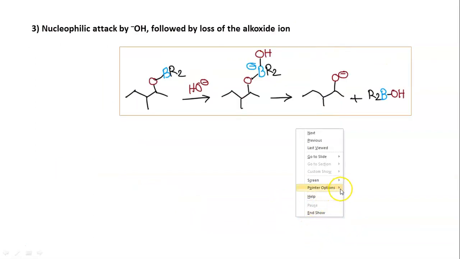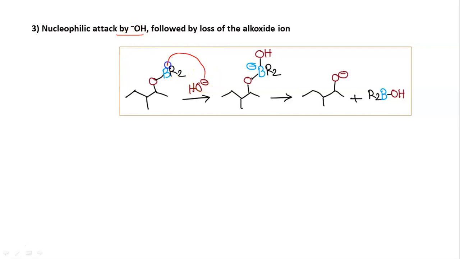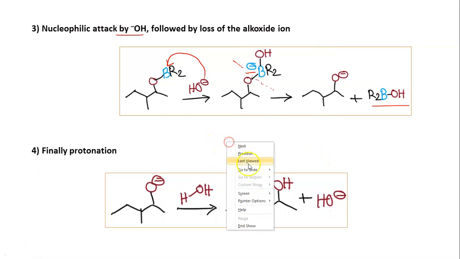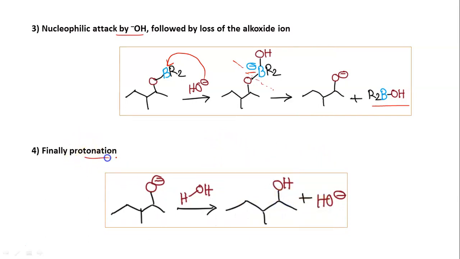Third step, nucleophilic attack by HO minus. It will attack the boron. Now boron is carrying a negative charge and this part will be broken. So there is R2BH and O minus. And finally there will be protonation, with a water molecule. This H will be captured by O minus and we get our final molecule, that is the anti-Markovnikov product. Anti-Markovnikov addition.